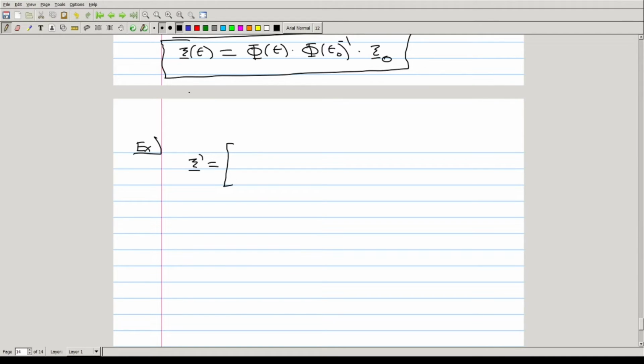So let's consider the 3x3 system where xi is x, y, z, and xi prime is the matrix 2, 0, 0, 1, 2, 0, 1, 0, 3 times xi.